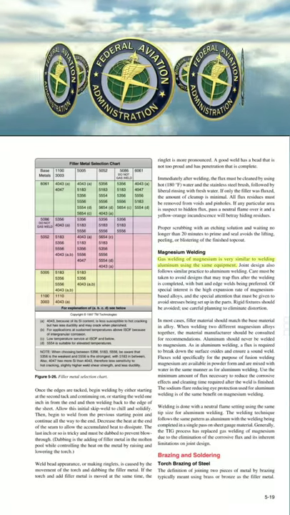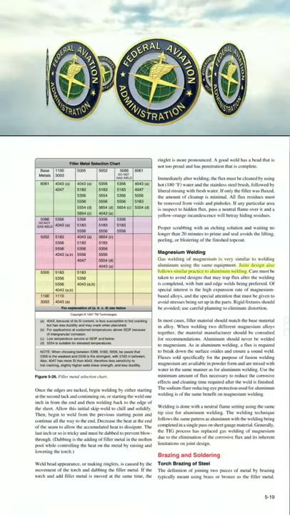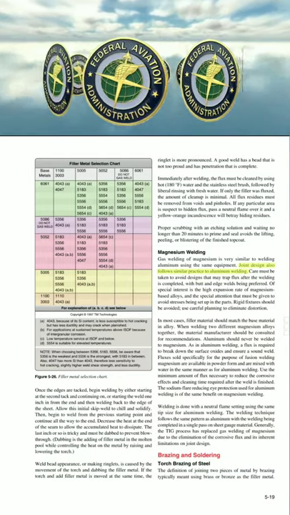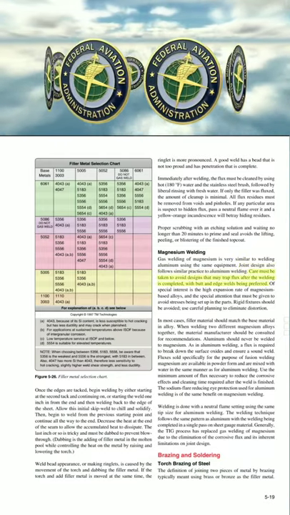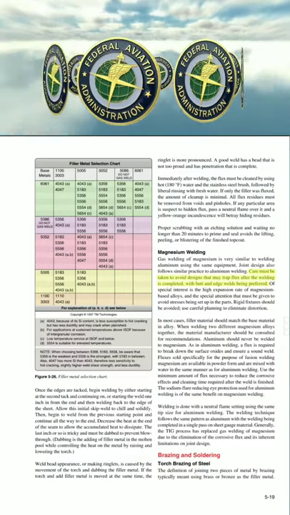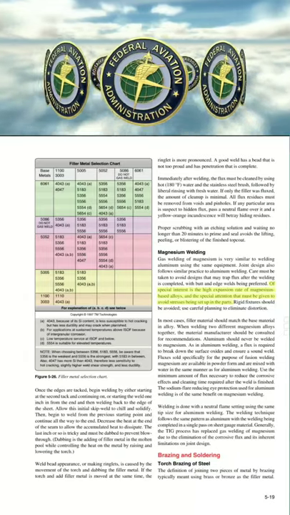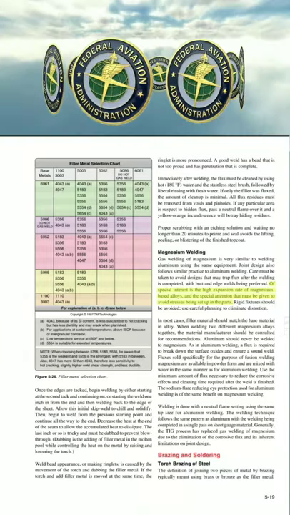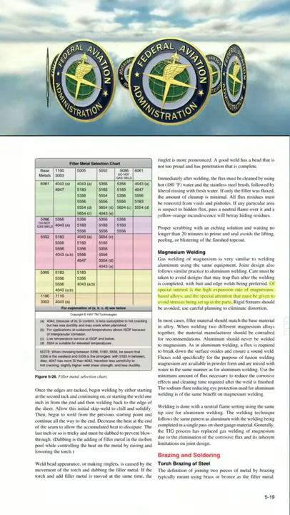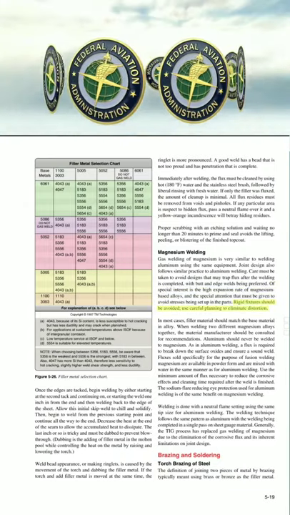Magnesium welding. Gas welding of magnesium is very similar to welding aluminum using the same equipment. Joint design also follows similar practice to aluminum welding. Care must be taken to avoid designs that may trap flux after the welding is completed, with buttoned edge welds being preferred. Of special interest is the high expansion rate of magnesium-based alloys, and the special attention that must be given to avoid stresses being set up in the parts. Rigid fixtures should be avoided. Use careful planning to eliminate distortion.